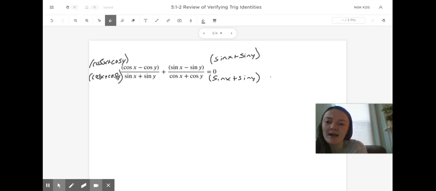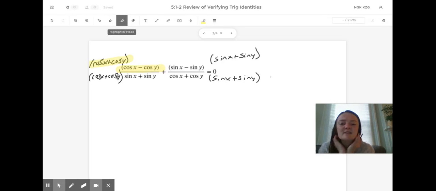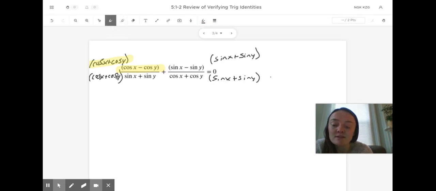Okay, so if you can see right here, this first expression, I'm going to go ahead and highlight it. This is a difference of squares. Cosine x plus cosine y times cosine x minus cosine y. Those two are conjugates, which means if I multiply them together, they get the product of a difference of squares, which means the middle two terms, like if I said a plus b times a minus b, it would be a squared minus ab plus ab minus b squared. So the middle two terms always cancel in that scenario.